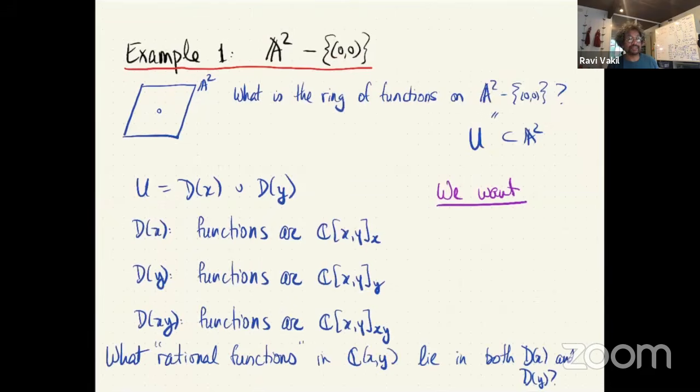Okay, so let me do some examples. The first example is going to be inside A2, which is going to be a ring space. I'm being very carefully agnostic as to whether I'm talking about mSpec or Spec.